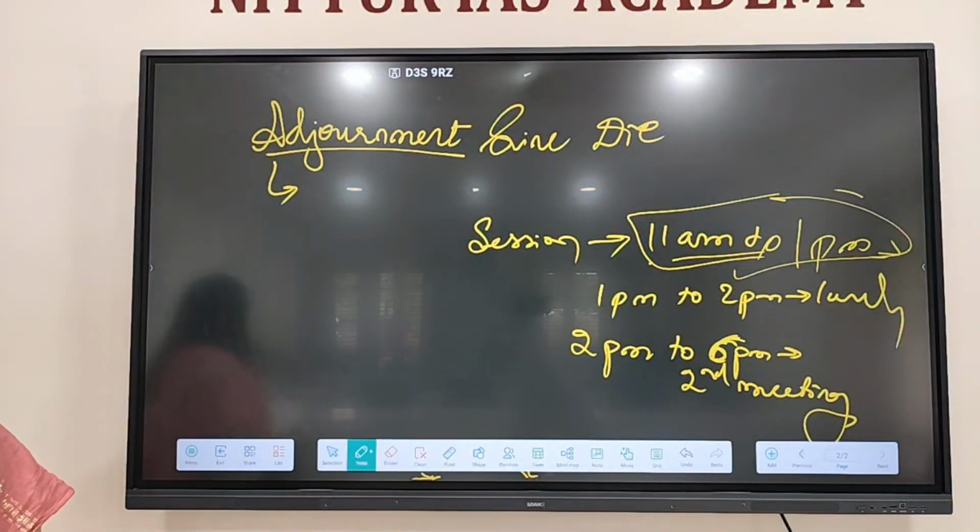Understood? Just write down. Adjournment sine die means terminating a sitting of parliament for an indefinite period.